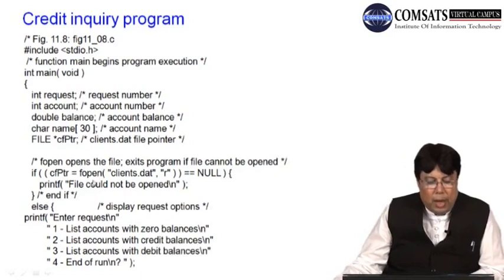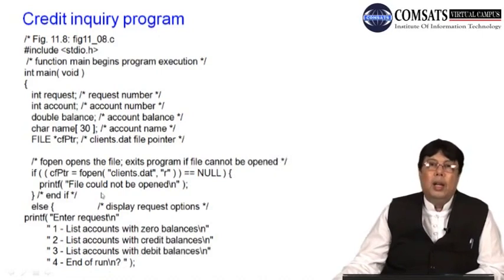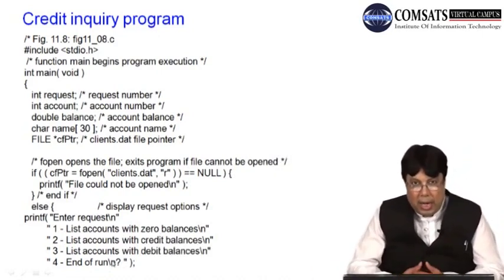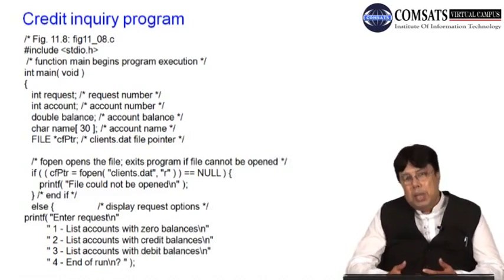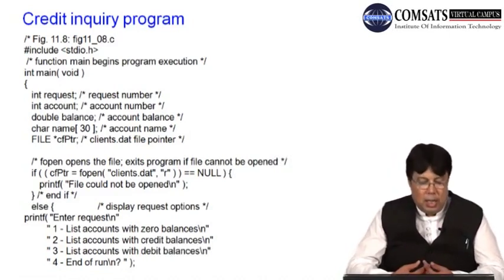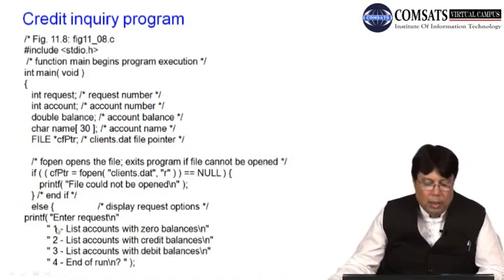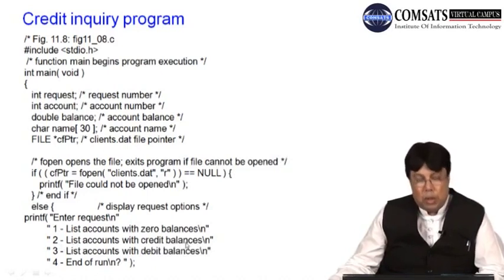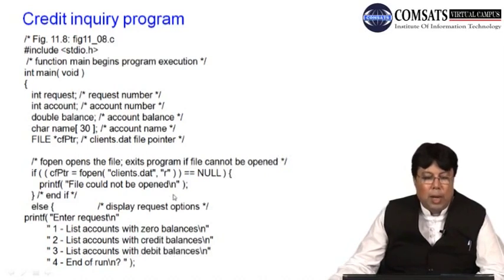So if we have opened up the file successfully, then we are displaying a menu here. One means list accounts with zero balance. Number two means, okay, these are all the activities related to the read-only activities. Means we are not writing any data, we are not updating any data, and we are not deleting any data. So in option 1, list account with zero balance. Option 2, list account with credit balance, means positive balance, and list account with debit balance. Credit balance means negative, and debit balance means positive, and 4 is to end the program.